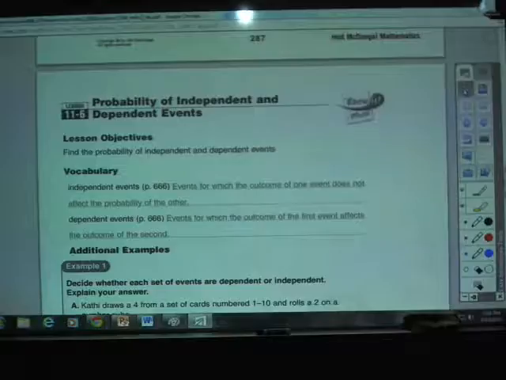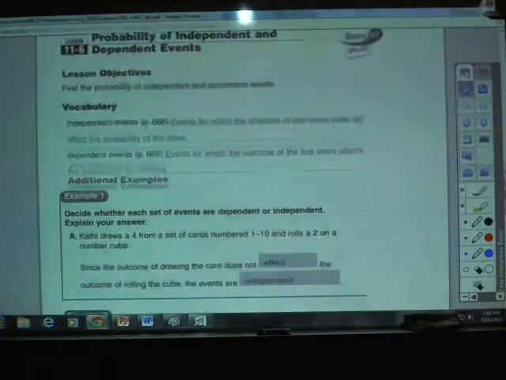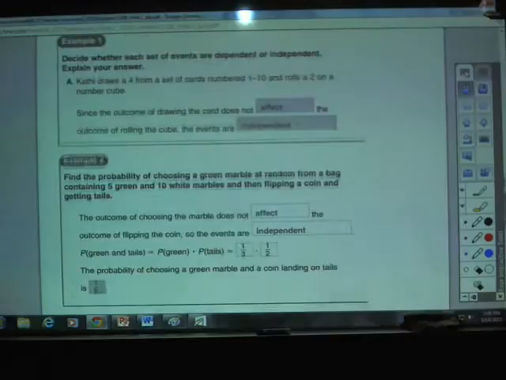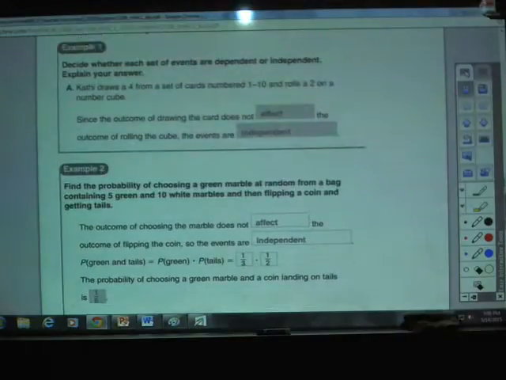So, let's go ahead and take a look at the examples here talking about independent and dependent events. Number 1 says we're supposed to determine whether we're talking about independent or dependent events. Kathy draws a 4 from a set of cards numbered 1 through 10 and rolls a 2 on a number cube. So the question is, does me picking a card and rolling a die have anything to do with each other? Well, no, those don't have anything to do with each other. What happens when I roll the die doesn't impact what I'm going to get when I pull the card. And because they don't affect each other, that means they are independent.